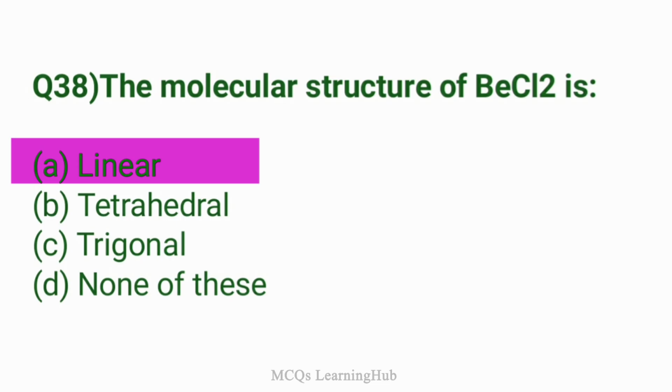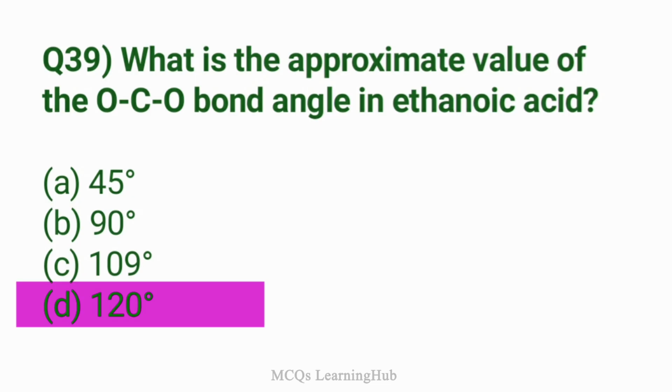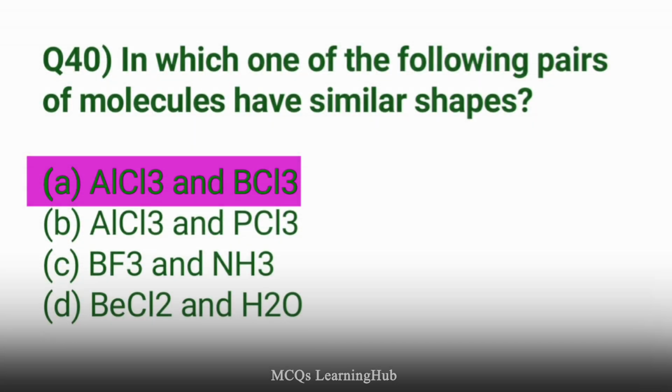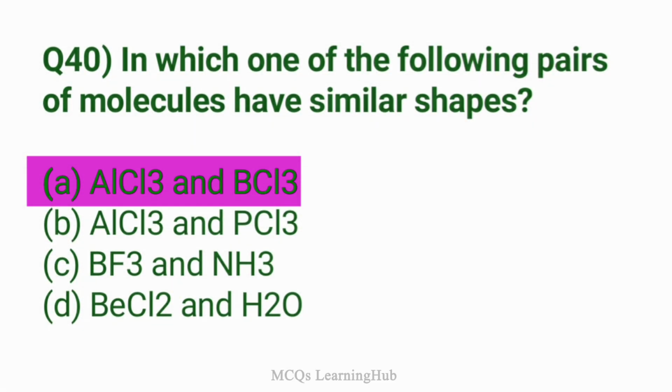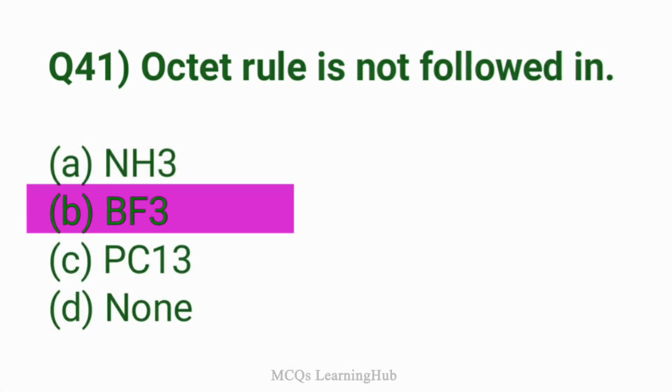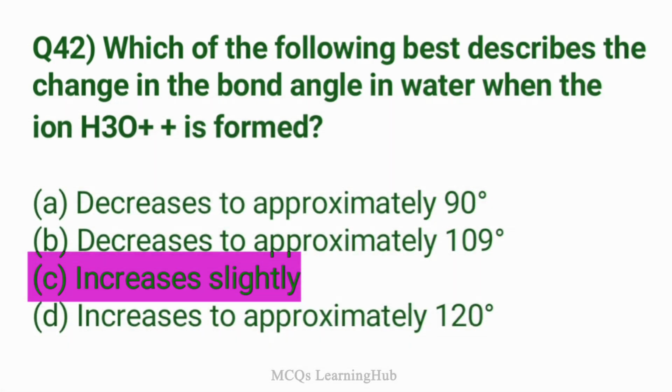Question 38. The molecular structure of BeCl2 is linear. Option A is correct. What is the approximate value of the OCO bond angle in ethanoic acid? Option D, 120. In which one of the following pairs of molecules have similar shapes? Option A, AlCl3 and BCl3. Octet rule is not followed in. Option B, BF3. Which of the following best describes the change in the bond angle in water when the ion H3O plus is formed? Option C, increases slightly.